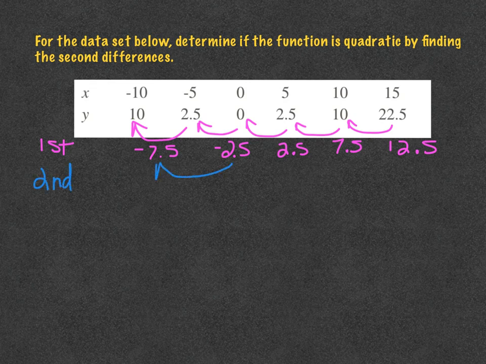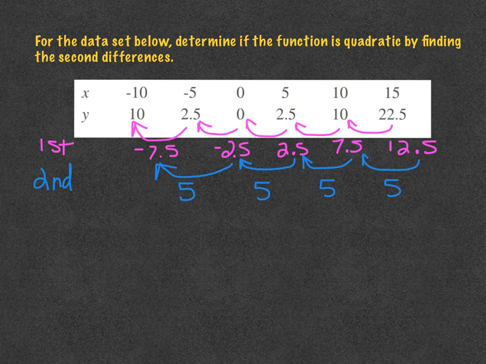Negative 2.5 minus 7.5 is positive 5. 2.5 minus negative 2.5 is also positive 5. 7.5 minus 2.5 is positive 5, and 12.5 minus 7.5 is positive 5.